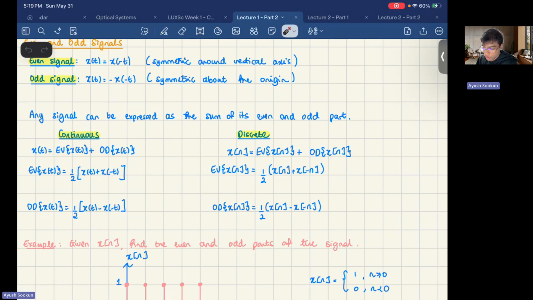Okay, now the odd. Okay, so this is your signal. And then the discrete time is x of n, which is equal to EV x of n plus OD x of n. All right, even and odd part.